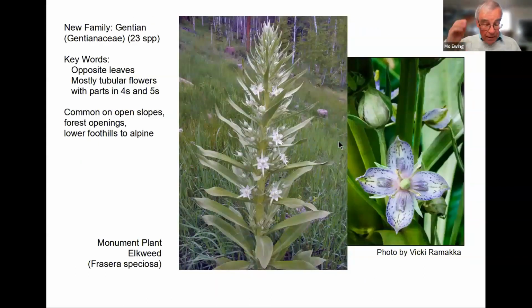Another plant which is really interesting is the monument plant, Frasera speciosa, which is in the gentian family with 23 species. It has opposite leaves, mostly tubular flowers, and parts in 4s or 5s. This is common on open slopes, and it grows up to 6 feet tall, so it's pretty easy to see up in the montane there, because it towers above all the other plants.